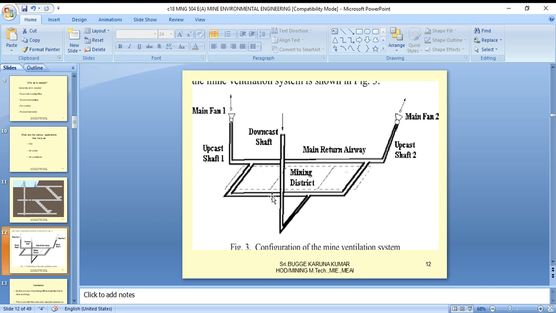This is a downcast shaft. The air is entering at this end. This is a mining district and a return, where there is another exhaust fan here. There may be one or two exhaust fans. This is also for understanding how the ventilation network works in an underground mine.